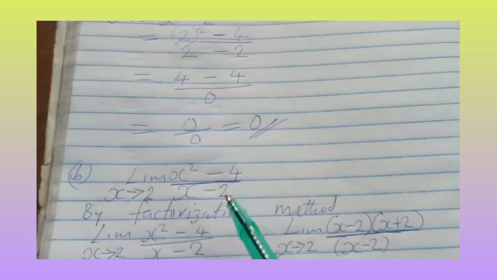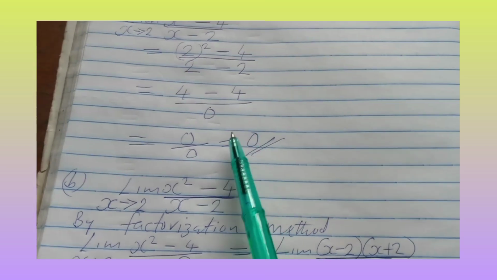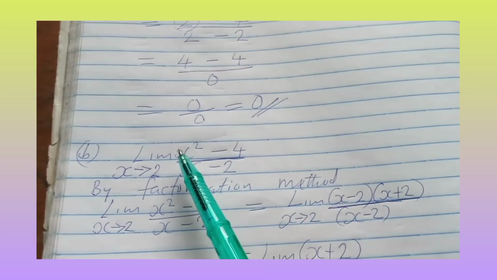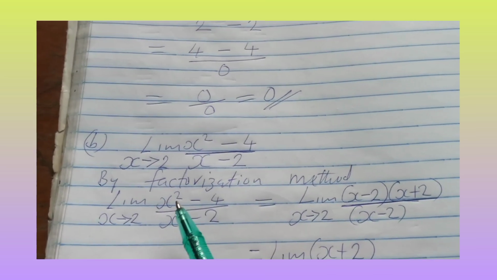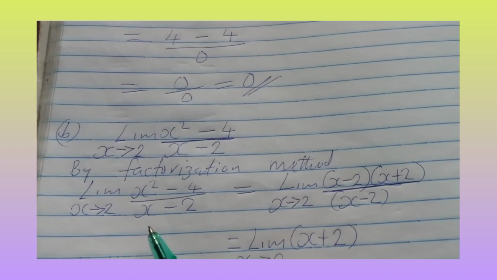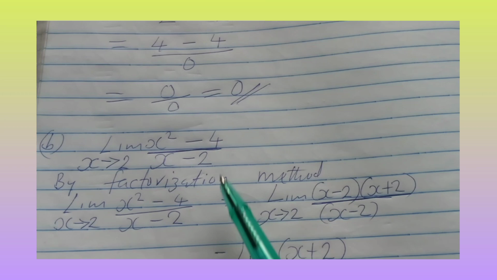So because of that, we use the method of factorization. Don't leave your answer like this, if not you will get it wrong in the exam. So you use another method, which is the factorization method. You see that we have the limit of x squared minus 4 all over x minus 2 as x tends to 2.